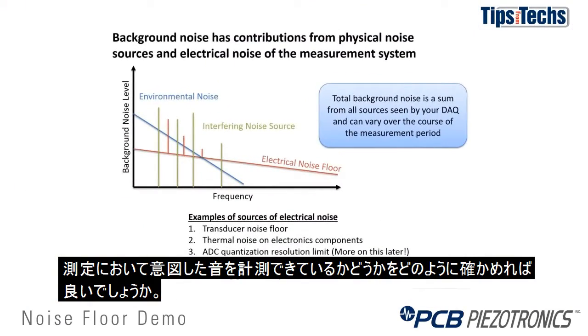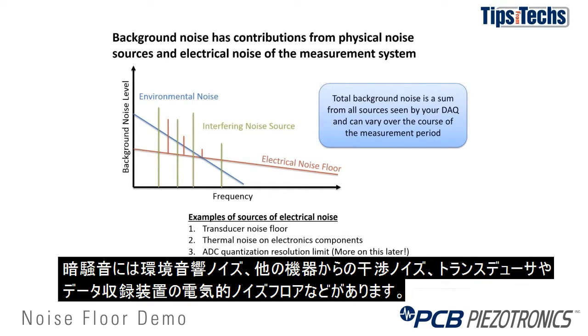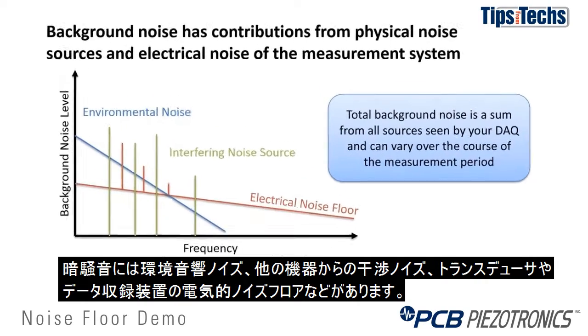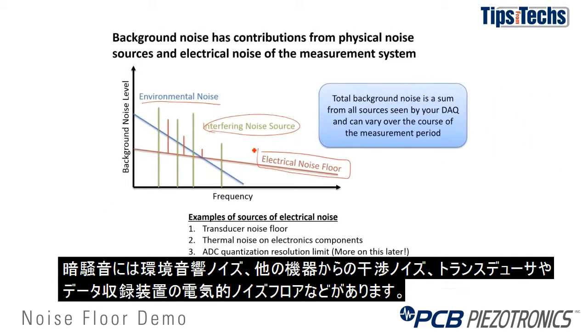So when making a measurement, how do we know that we're measuring the intended sound from our source of interest? Well, first we have to understand something about the amount of background noise in our environment and in our measurement system. There are several types of background noise we need to worry about: environmental acoustic noise, interfering noise sources from other mechanical systems in the room, and the electrical noise floor of your transducers and your data acquisition system.